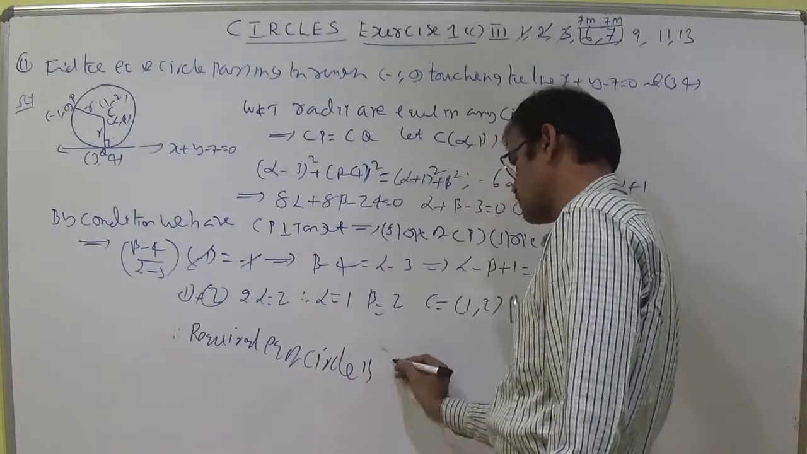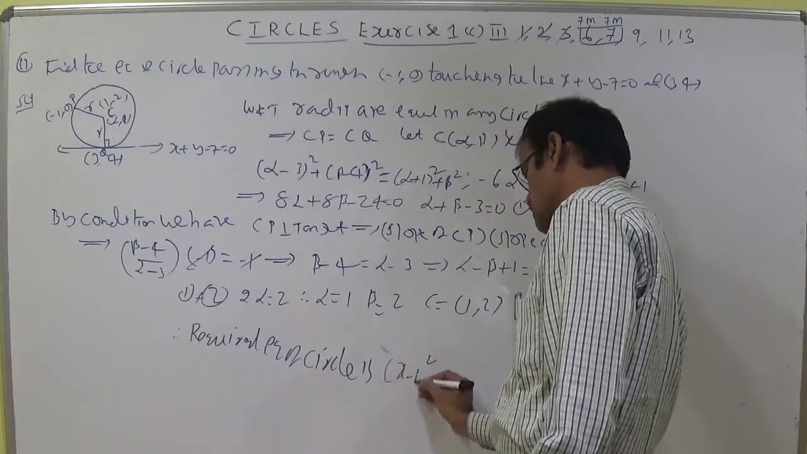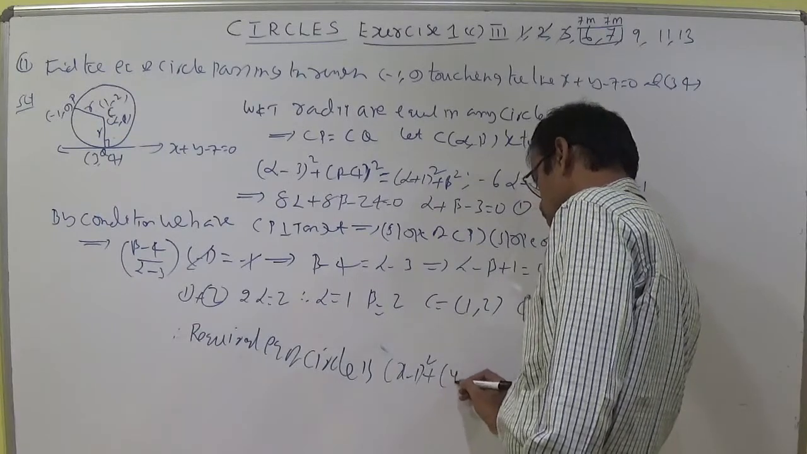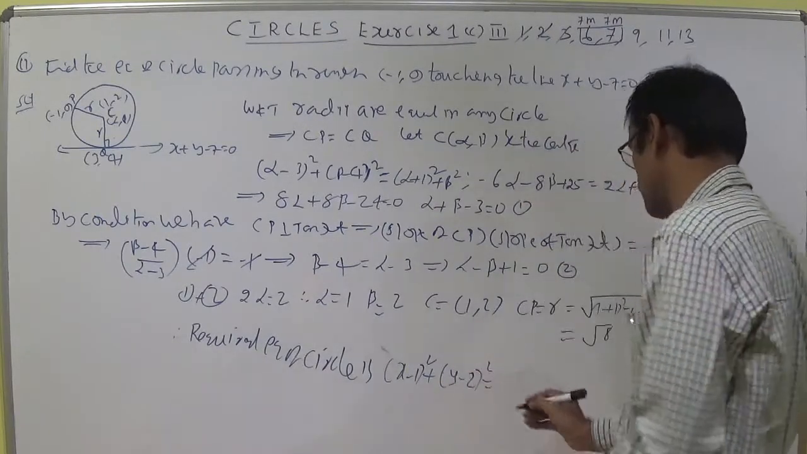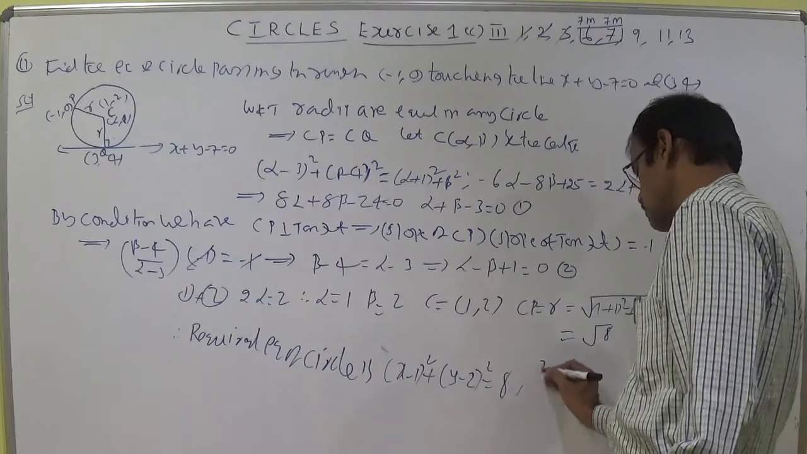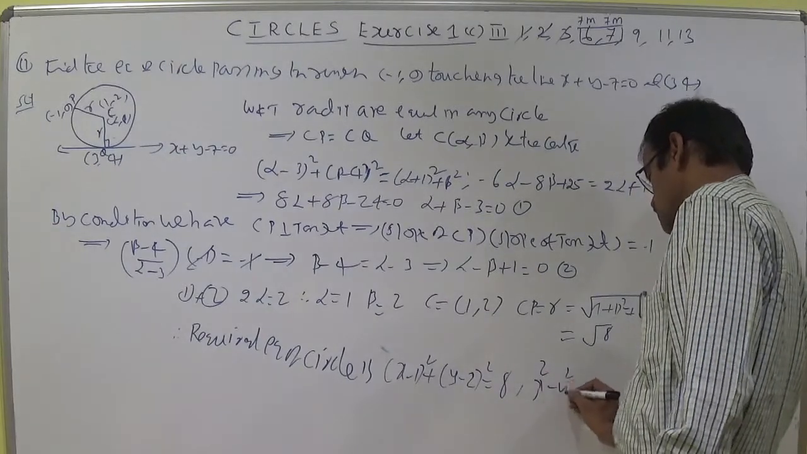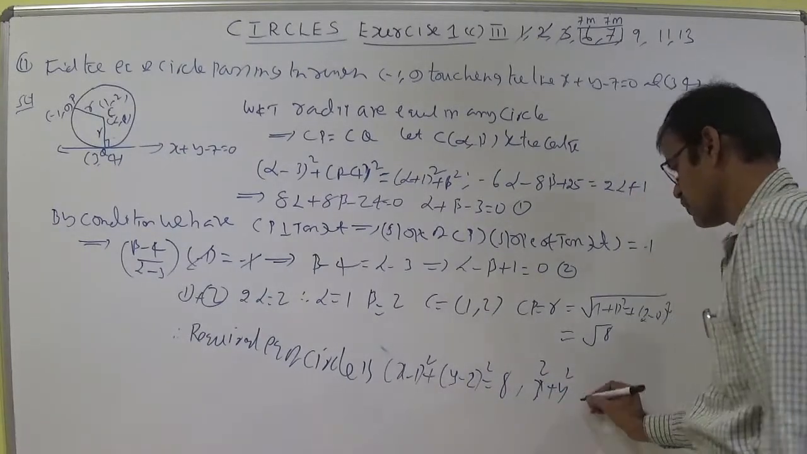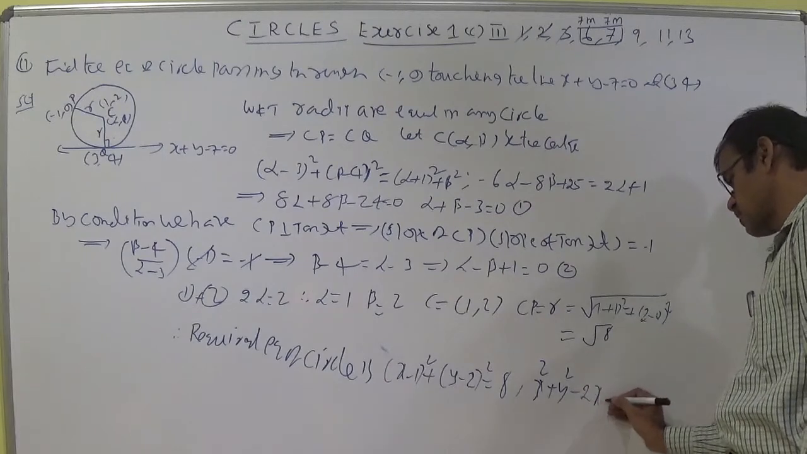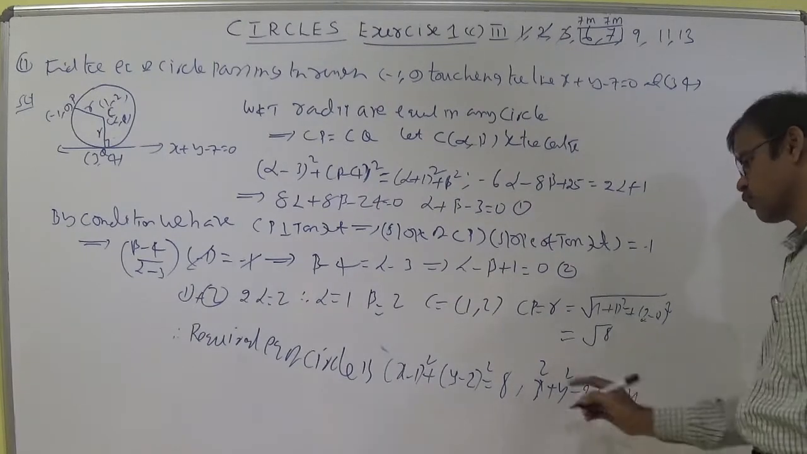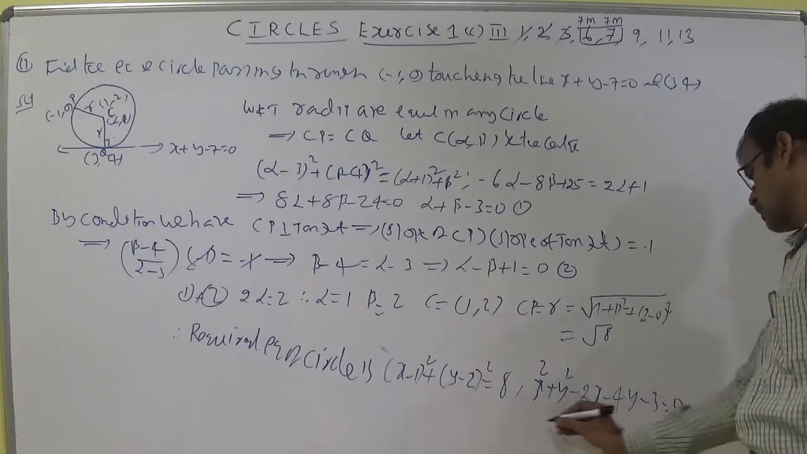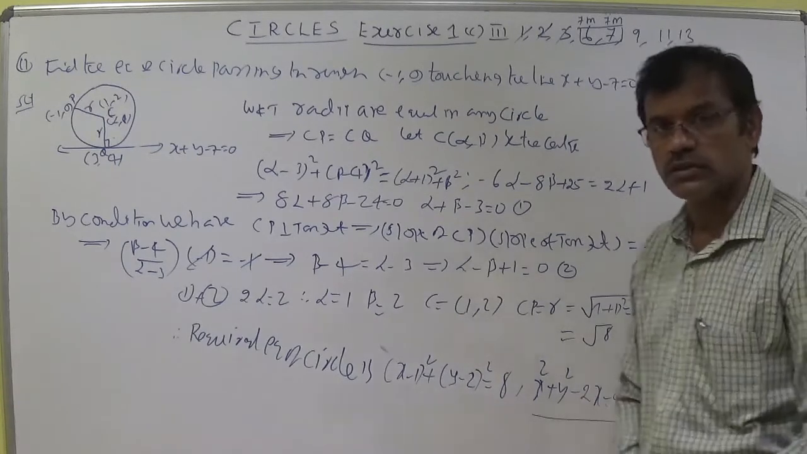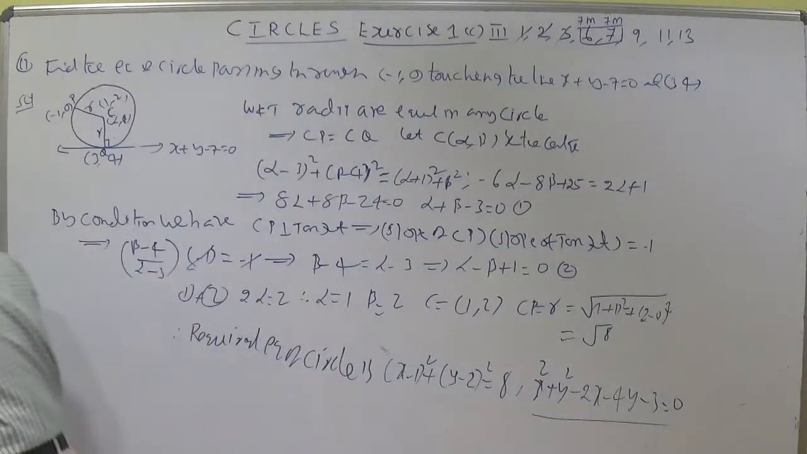Required equation of circle is (x minus 1) whole square plus (y minus 2) whole square is equal to 8. That gives x square plus y square minus 2x minus 4y plus 5 minus 8, so minus 3 equal to 0. This is the required equation of circle.